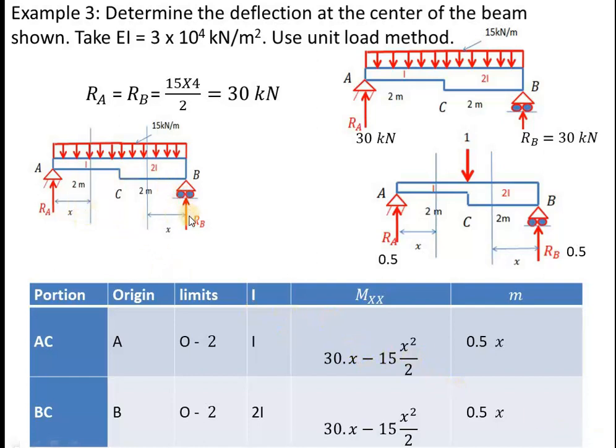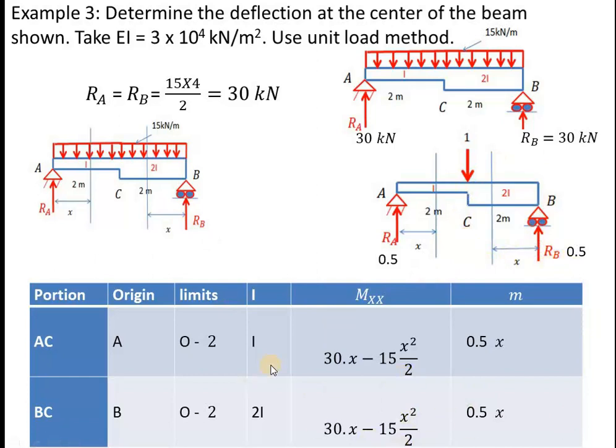Similarly, to write in this portion, I take this as origin. BC will be the portion, B is the origin. Again, limits will be 0 to 2. But the moment of inertia is 2I here. The bending moment again is RB into this x. This is anticlockwise, so positive. RB is again 30, so 30 into x minus this one. The moment due to this load about this point is minus 15 into x by 2. Again here due to the unit load, from this side it will be 0.5 into x.